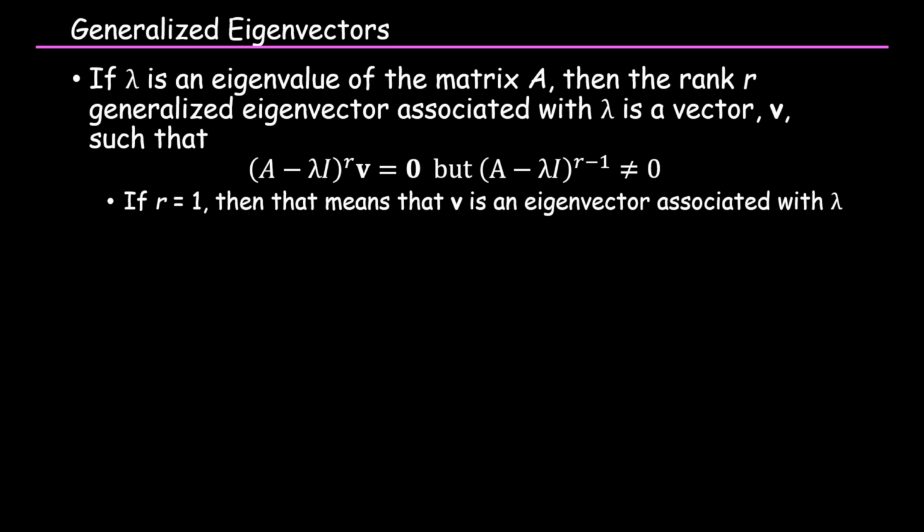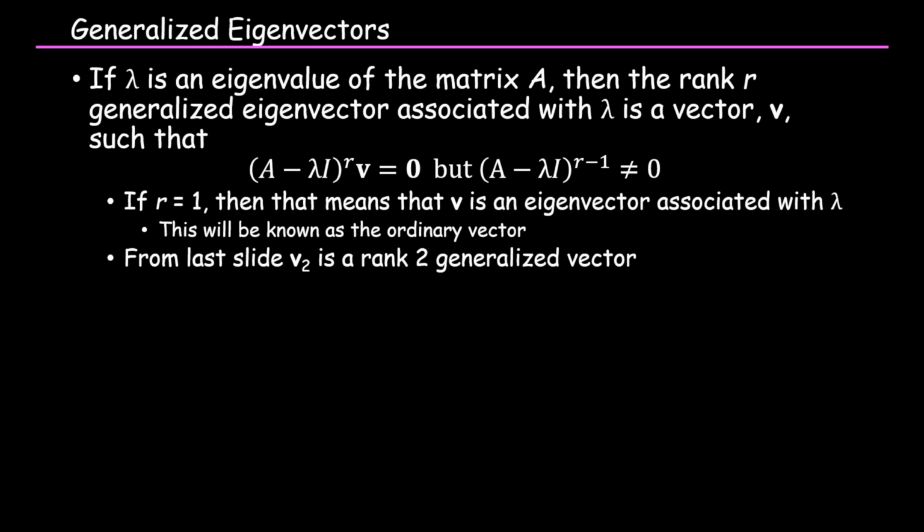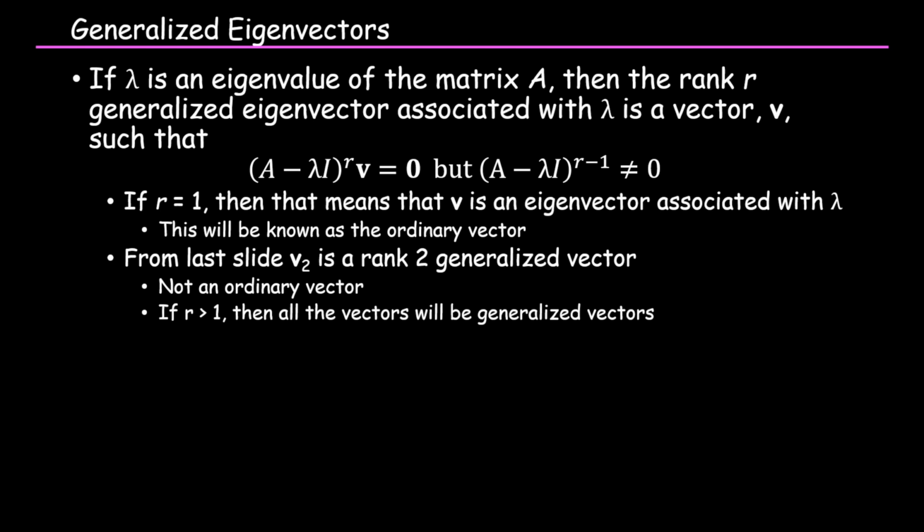And this is what we call the original eigenvectors, or the ordinary vectors. Anything greater than 1 will be a generalized one, but more on that later. So in terms of the last slide, V2 is a rank 2 generalized vector, but V1 will be the ordinary vector. V2 is not an ordinary vector because its rank, or R, is greater than 1, and that makes it a generalized eigenvector.